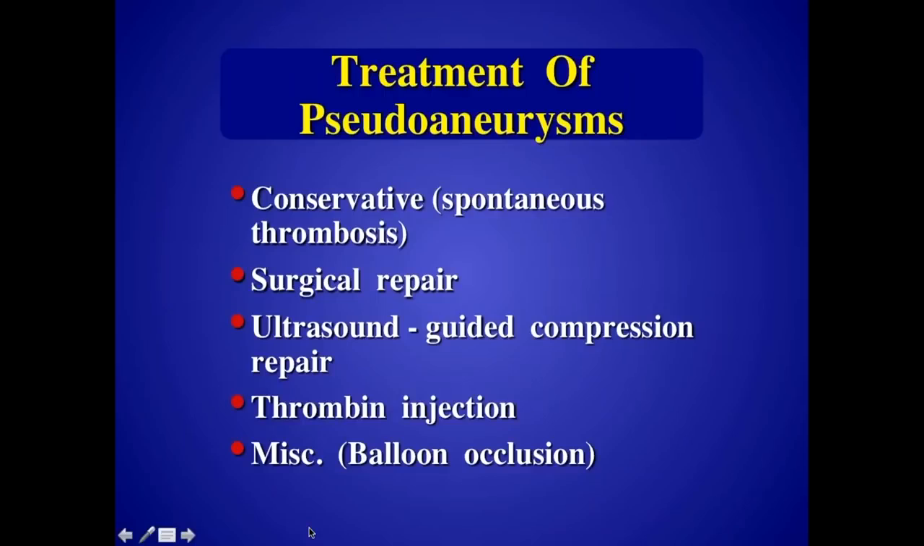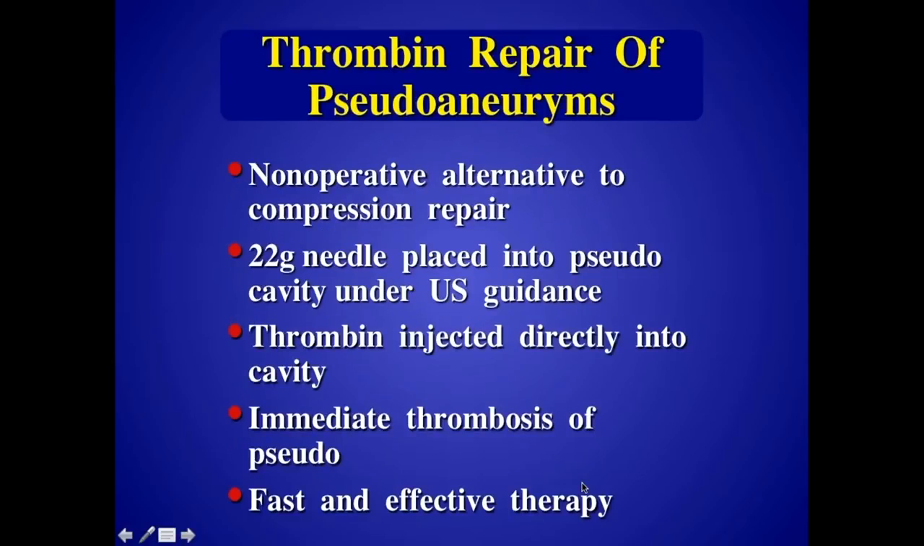The common method of treatment these days is thrombin injection if the patient has suitable anatomy. So here, these are the different options. Very small pseudoaneurysms, about 1 centimeter or less, we tend to watch because they can spontaneously thrombose. Very large growing pseudoaneurysms may go for surgical repair. Less commonly, we will resort to an ultrasound-guided compression repair because we typically will treat those patients with a thrombin injection if they're suitable candidates for compression. And of course, if they're in an unusual location or have an unusual anatomy, we may do some other type of interventional technique, such as a balloon occlusion.